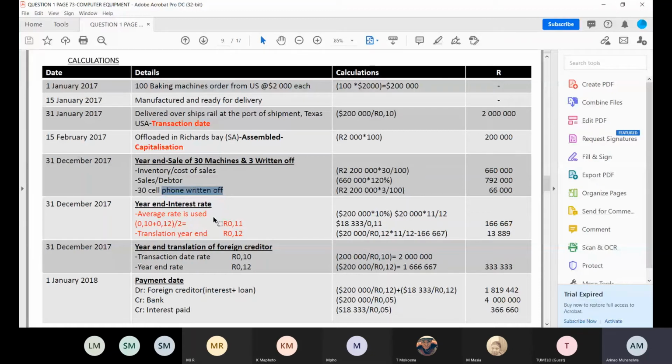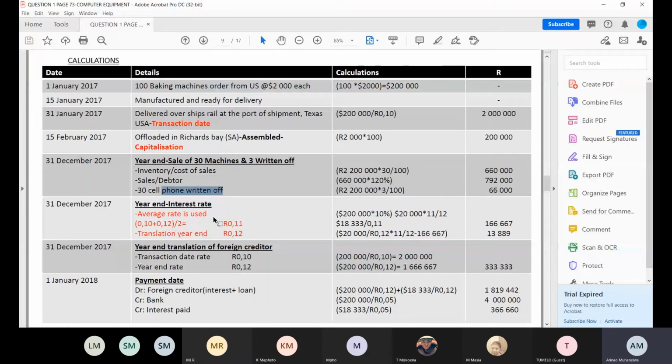On the same note, as we have sold something, we expect to receive revenue. Then what we do is from the 30 that was sold, whose value is 660,000, you apply the markup on cost. So 660,000 multiplied by 120% or 1.2 to give you 792,000. So we're going to debit our debtors and credit our revenue.